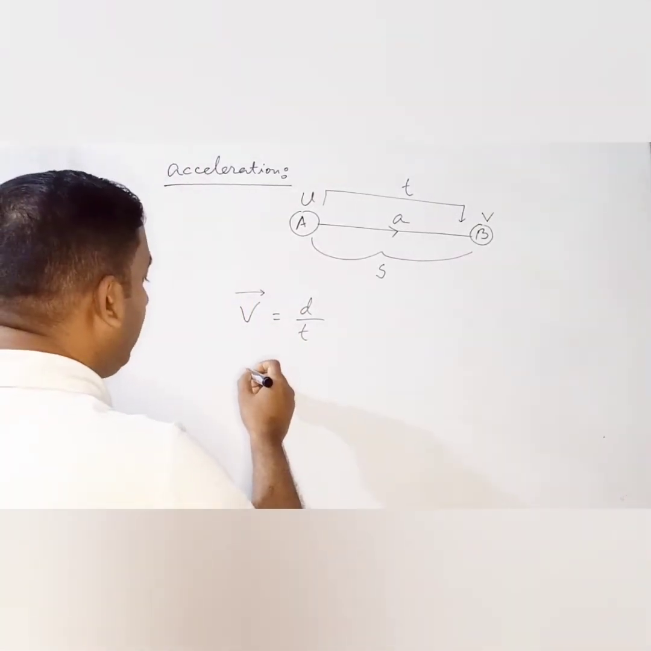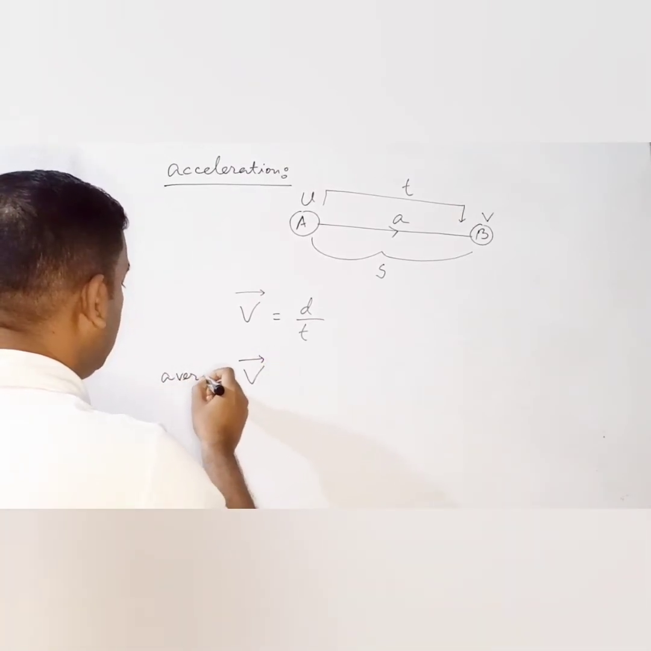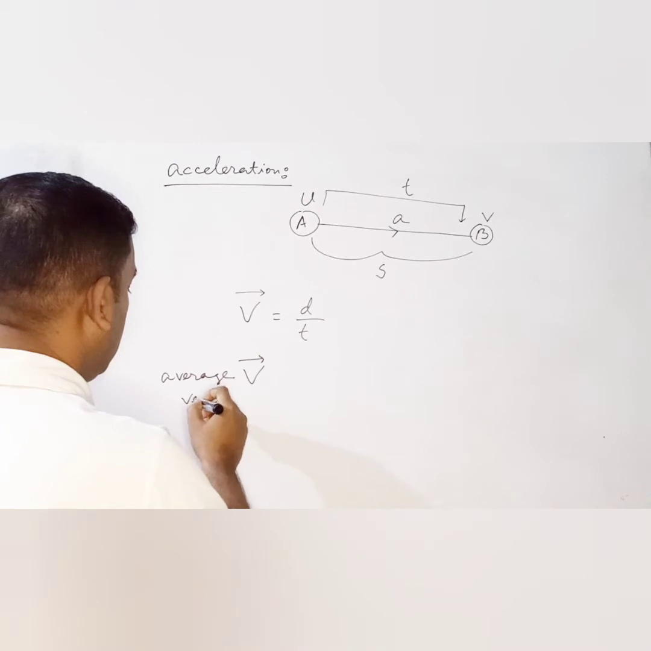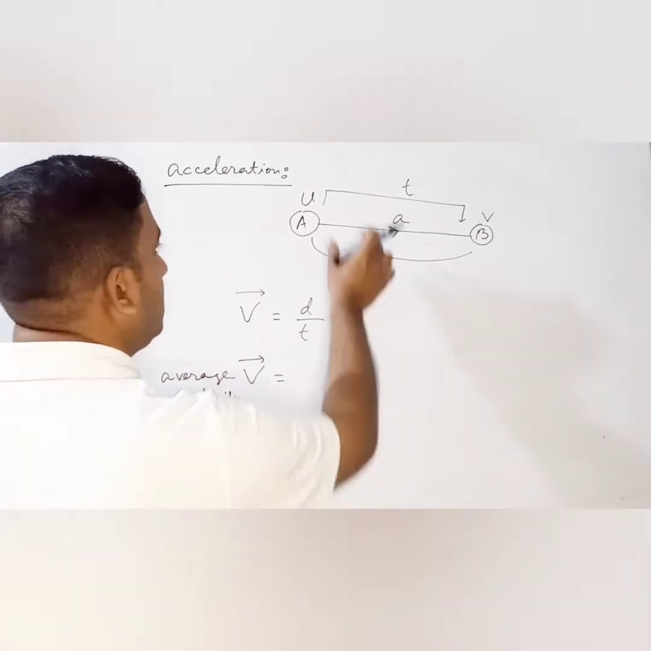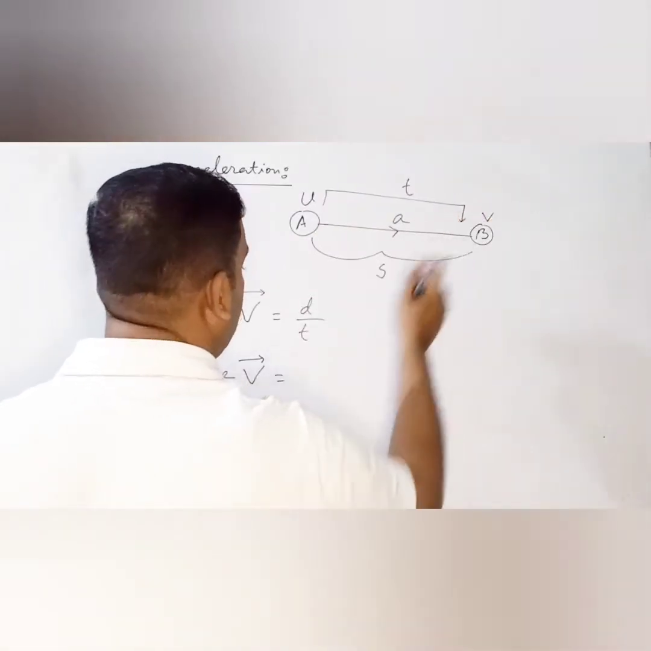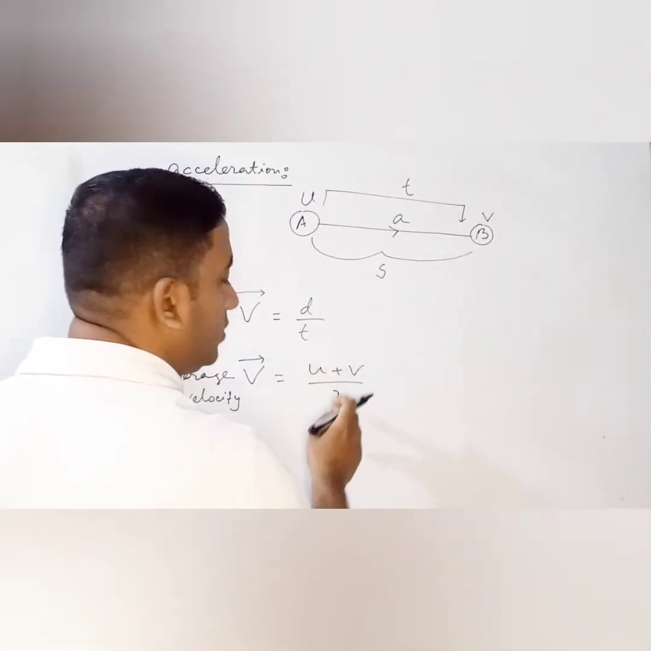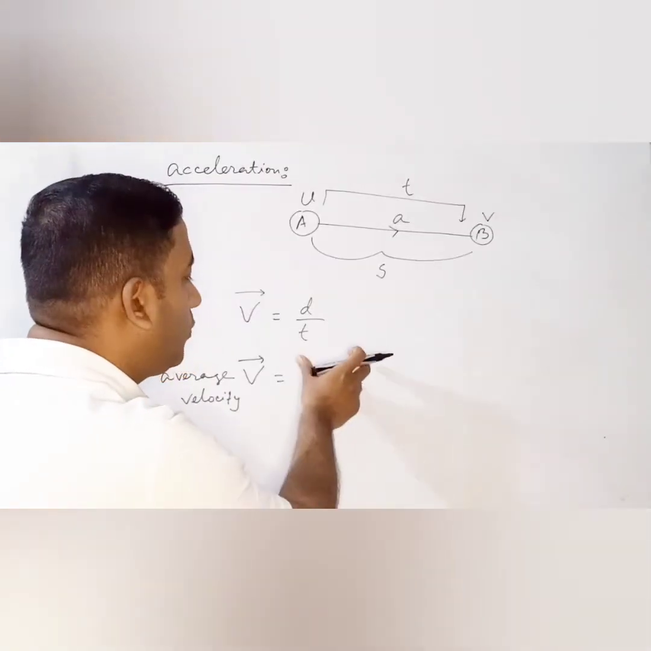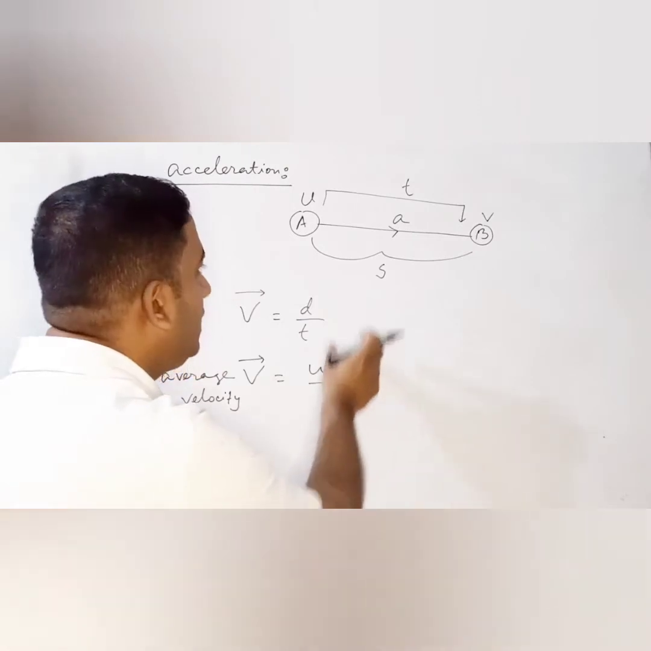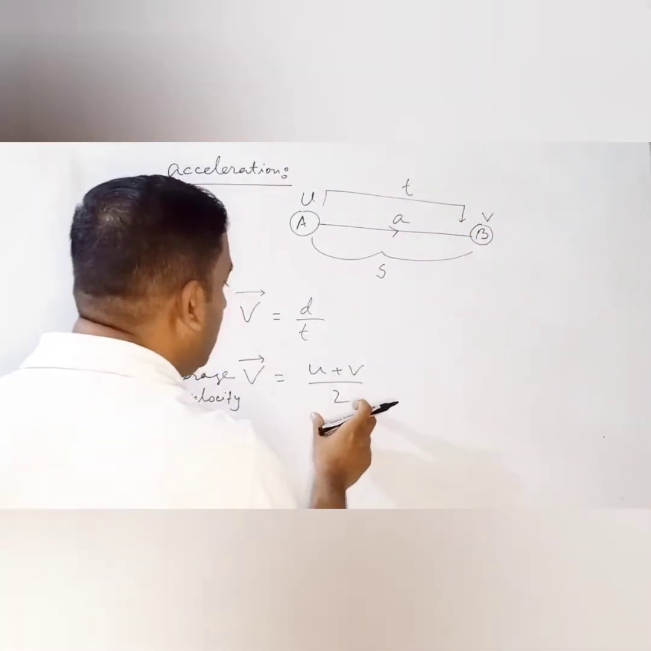And what is the average velocity? Average velocity means the sum of initial velocity and final velocity divided by 2, because there are 2 velocities. What is the definition of average? Sum of quantities divided by number of quantities. That is why it is initial velocity plus final velocity divided by 2.